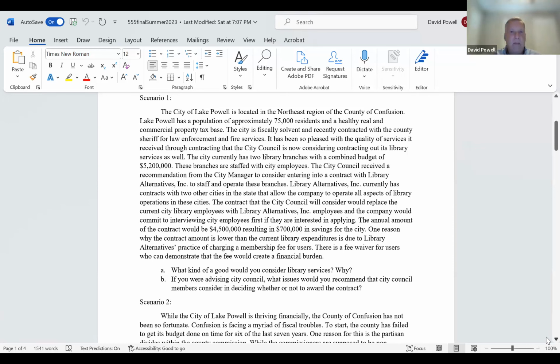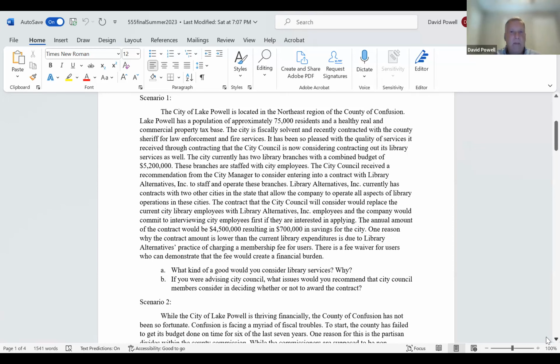The city currently has 2 library branches with a combined budget of $5.2 million. These branches are staffed with city employees. The City Council received a recommendation from the city manager to consider entering into a contract with Library Alternatives Incorporated, which is a private company, to staff and operate these branches. Library Alternatives Incorporated currently has contracts with 2 other cities in the state that allow the company to operate all aspects of library operations in these cities.